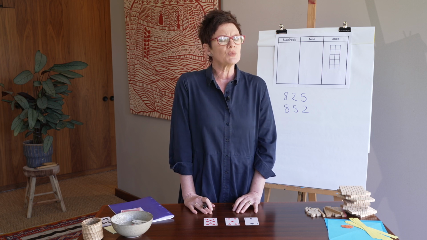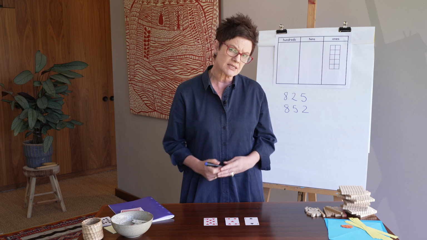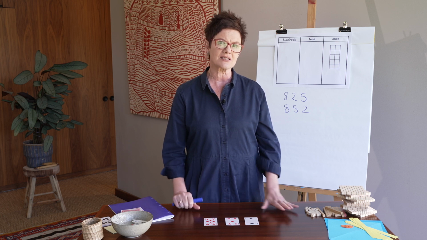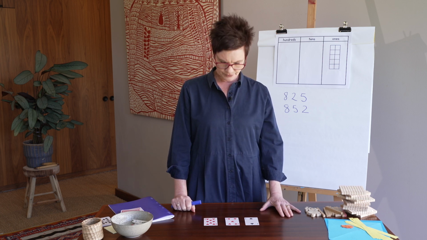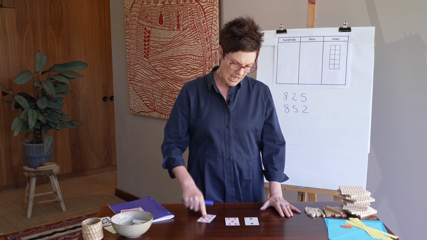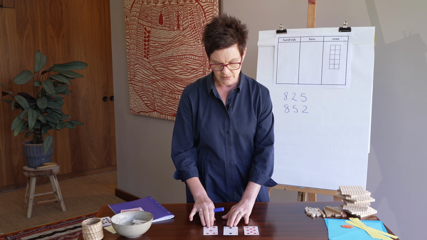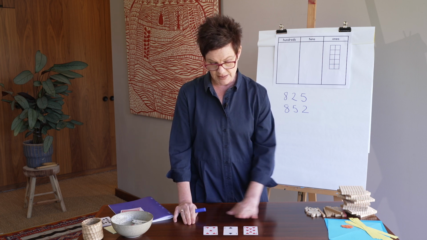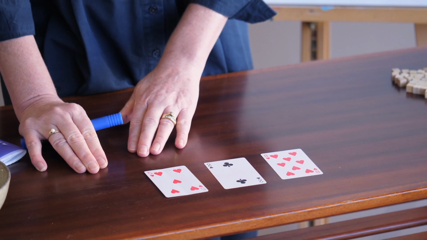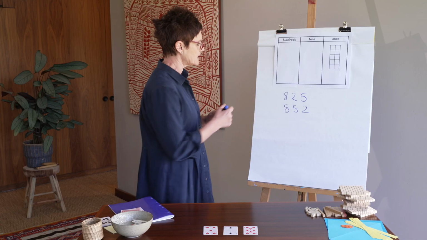Now I know there's more. How many other combinations or ways can I make 3-digit numbers with just these 3 cards? Let's have a think about that. I could take my 8 and put it into my ones. I've just moved the order now so that it's not 8 hundreds, it's 8 ones. So now my number reads 528. Let's have a look. Let's write that down.